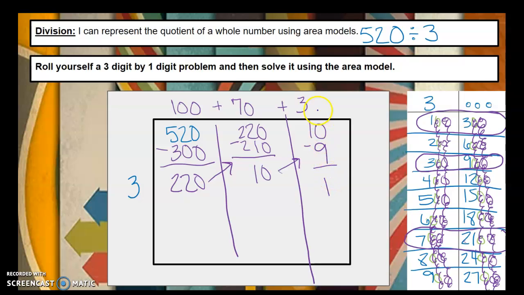That's my remainder. So when I add these up, my answer, my quotient, the answer to division is quotient, 173, remainder 1.